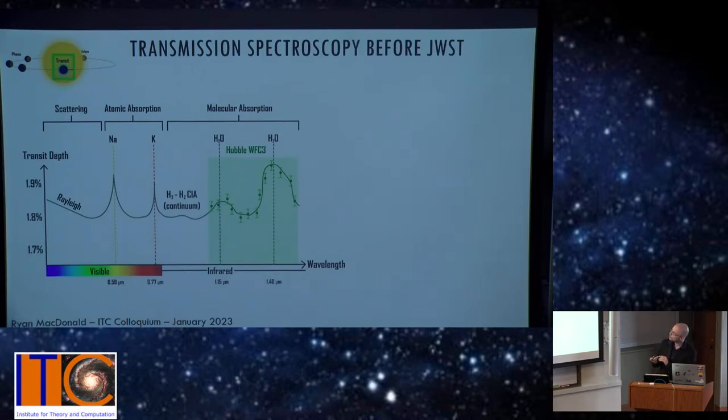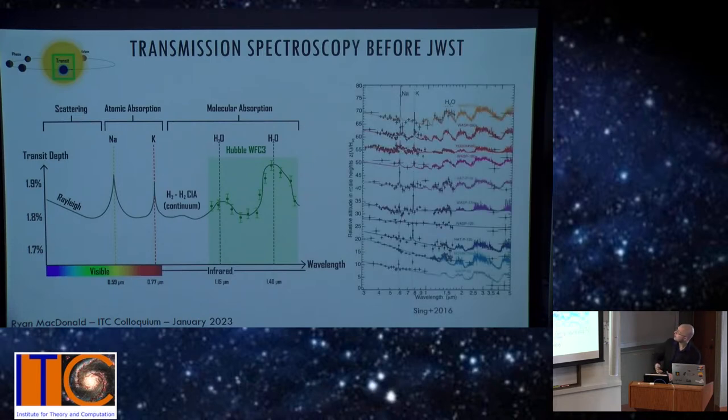In the optical, we also have resonance lines from the ground to electronic excited states of sodium and potassium. And as we push further into the infrared, that's where we routinely, with Hubble at least, pre-JWST, saw signatures of water absorption in the atmospheres of many hot giant planets. So comparing the schematic to real observations, I realized this paper from David Singh from about 6 or 7 years ago that really summarized what we could do in the pre-JWST era.